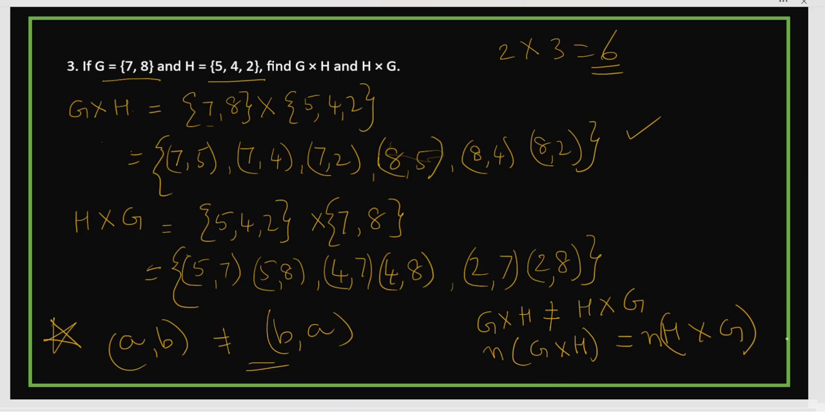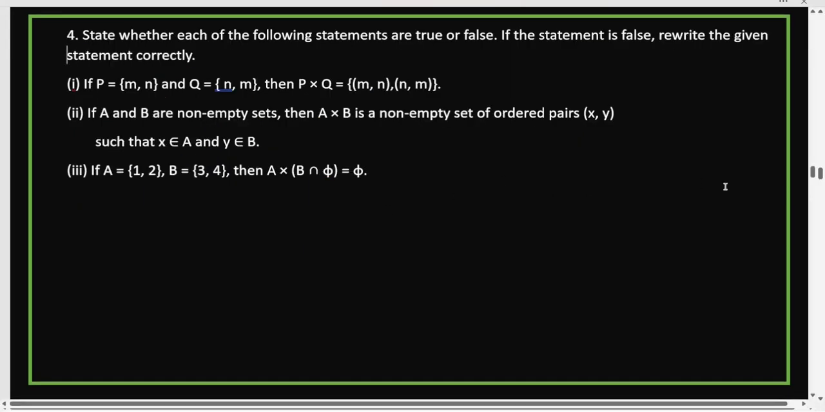We'll move to the next question. See, in this question, he is asking whether the given statements are true or false. He has given three statements, and if they are false, rewrite the given statement correctly. We have to mention whether it's true or false. First one.